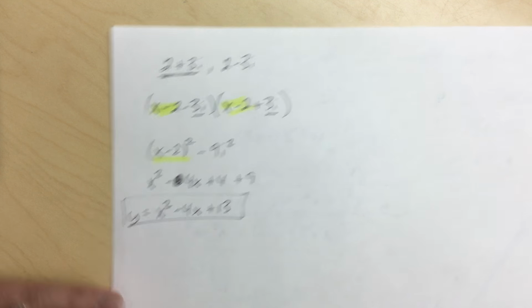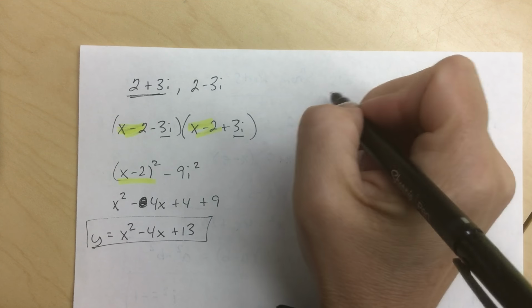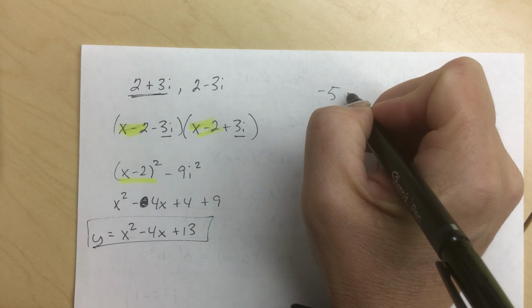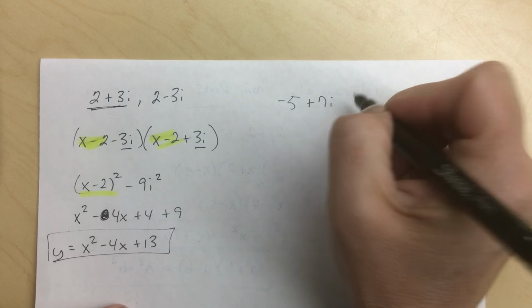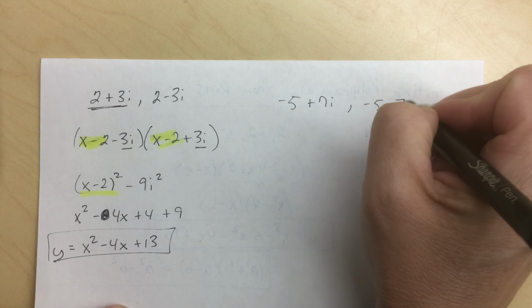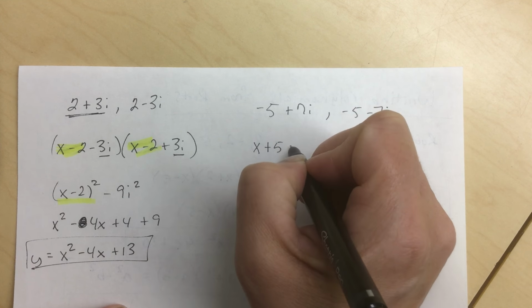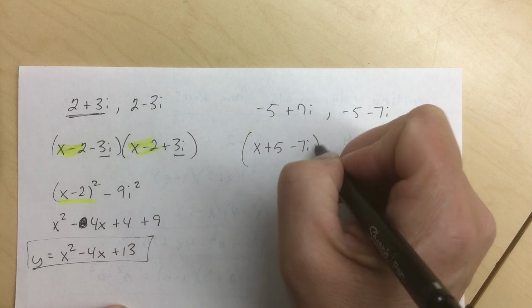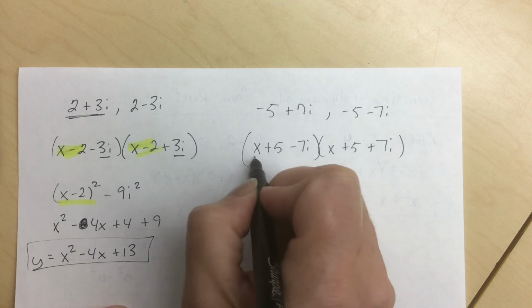Okay, so let's do another one like that. If you want to pause the video and see if you can do it, that would be great. So let's say I have negative 5 plus 7i. That means I'm also going to have a negative 5 minus 7i. So I'm going to have x plus 5 minus 7i and x plus 5 plus 7i.